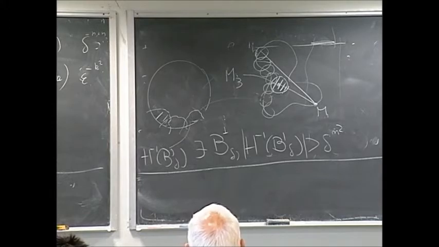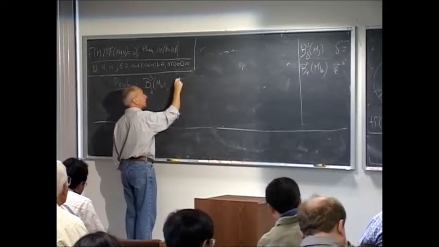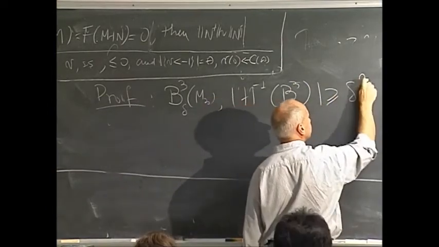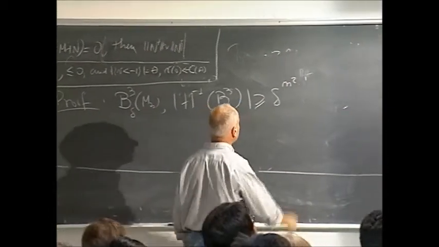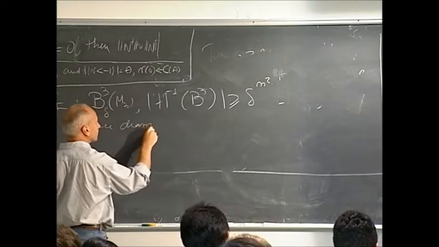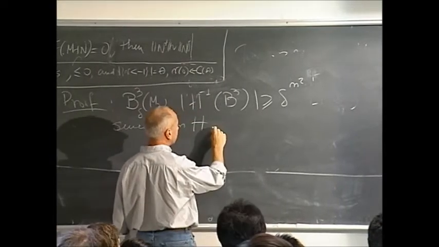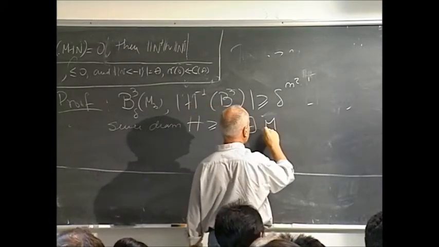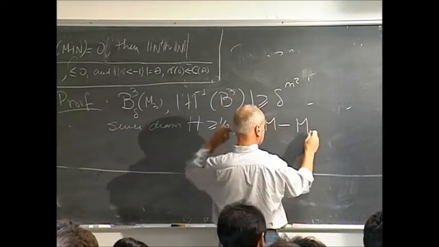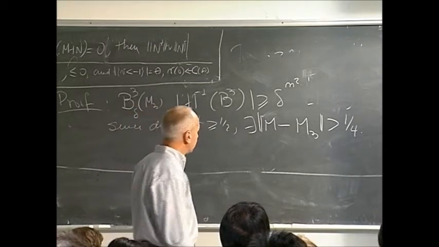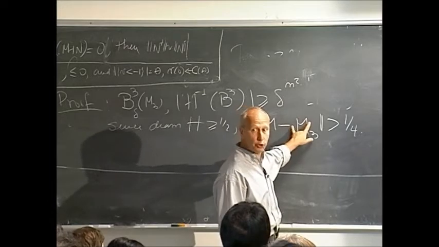So let's recapitulate. I choose V3 of M3 delta such that H minus 1 of V3 has non-trivial measure. And since the image, let me call H the image, has diameter of H bigger or equal than 1/2, there exists, let's say, M such that the norm of M minus M3 is bigger than 1/4. But these two M's are in the image. They are D squared of U.